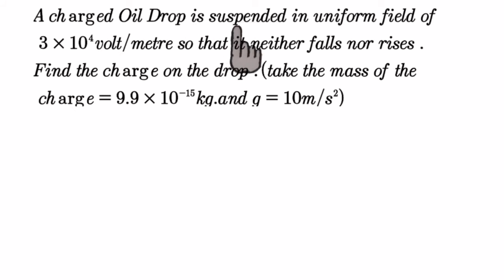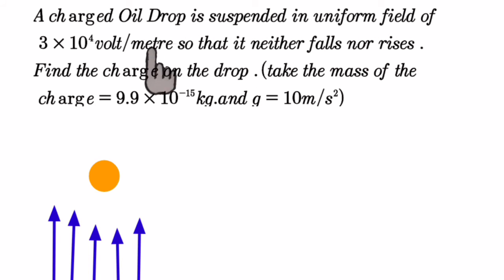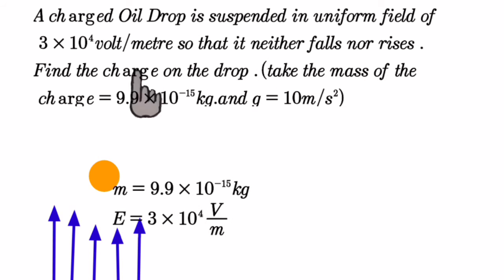Here the question is, a charged oil drop is suspended in a uniform field of 3 into 10 to the power 4 volt per meter, so that it neither falls nor rises. Find the charge on the drop. Take the mass of this charge as 9.9 into 10 to the power minus 15 kg and the value of acceleration due to gravity as 10 meter per second square.